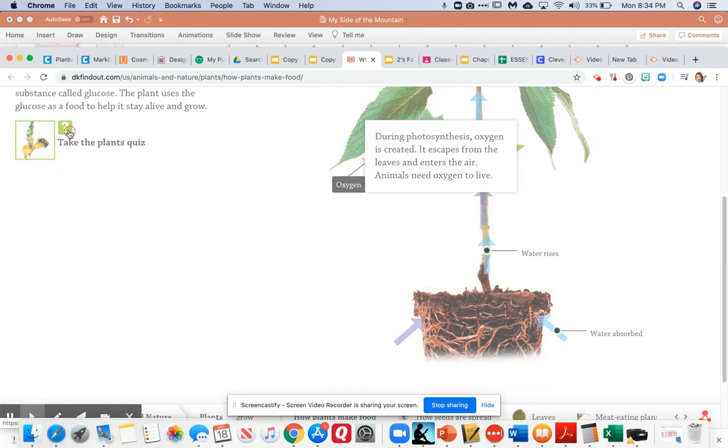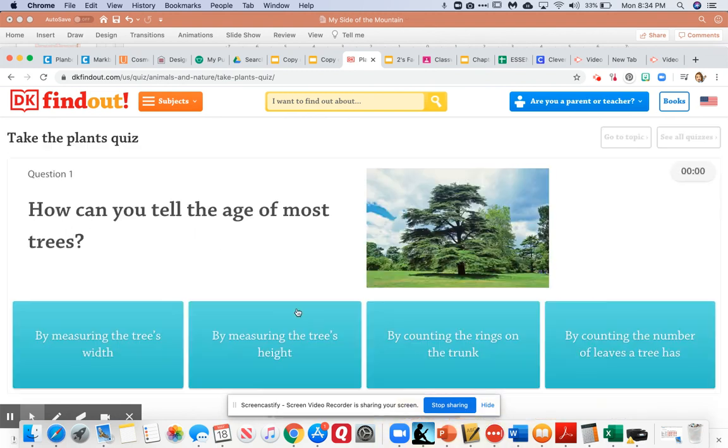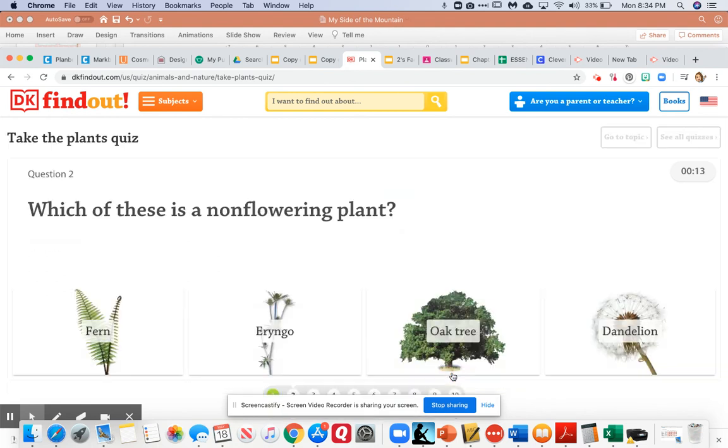Let's take the plants quiz. Here we go. Do you have a green thumb? Let's see if we can start the quiz. Oh, this is one we haven't actually done, but how can you tell the age of most trees? Does anybody know? By counting the rings on the trunk. Which of these is a non-flowering plant? A fern, oak tree, dandelion. I'm going to go with a fern.